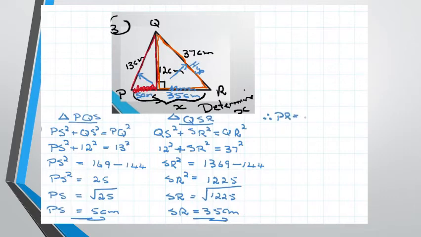is similar to PS plus SR. Therefore, PS determined previously to be 5 plus SR to be 35. And if I add the two now, and keep in mind that PR, of course, is the value of X, it's going to leave me with a value of 40 centimeters.